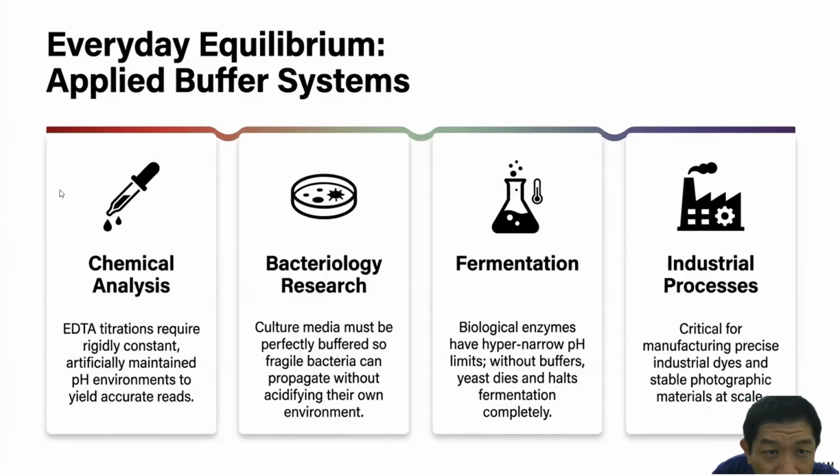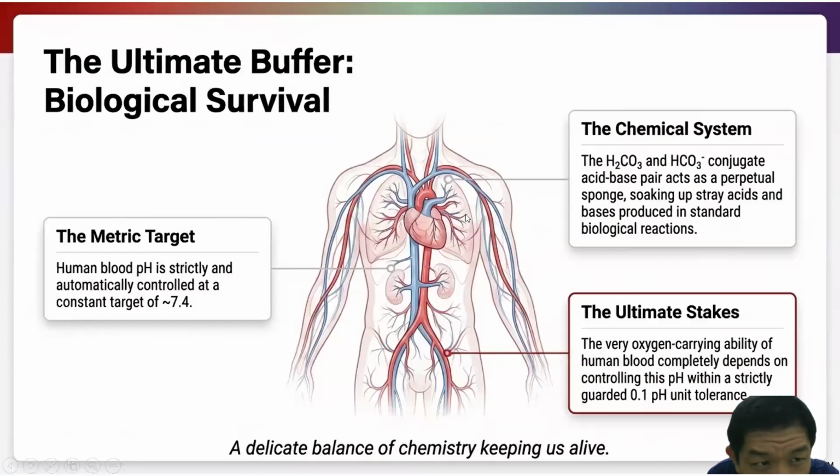Last but not least, for the application part, we also have another one which is quite important: blood as a buffer solution. The human blood pH is strictly controlled at a constant target of 7.4. The carbonic acid and hydrogen carbonate acid-base pair perpetually act as a sponge, soaking up the stray acid and base produced in standard conditions. Because of the toxicity of the substances, the oxygen carrying ability inside human blood completely depends on controlling its pH within a strict 0.1 pH unit of tolerance.